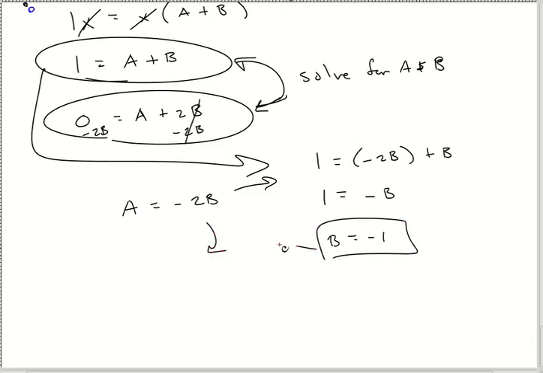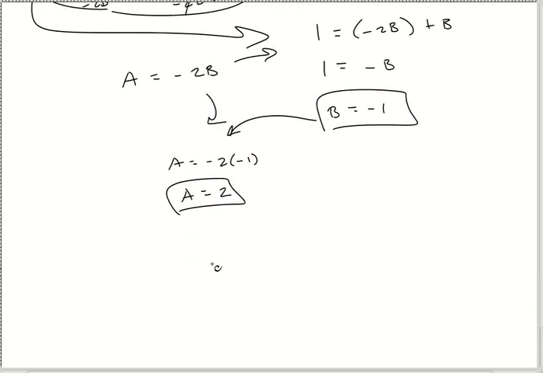You could then take that and plug it back in here. So a is equal to negative 2 times the negative 1. A is equal to 2. And I'm going to use these answers in my final answer. So here we go. Final answer here. I got x plus 2, got the x plus 1 is equal to, again, remember how we had this.